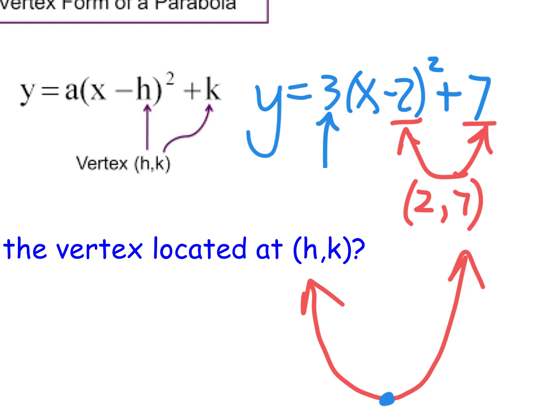This is called the stretch factor. And is the parabola normal or is it like stretched like this? Both of those have the same vertex, but one of them's stretched. And that's what that number in front does, that 3 there. Okay, so if I give you an equation, you're supposed to be able to go, I know exactly where the vertex is, and I know if it's been stretched or not. All right, so I'm going to do that.